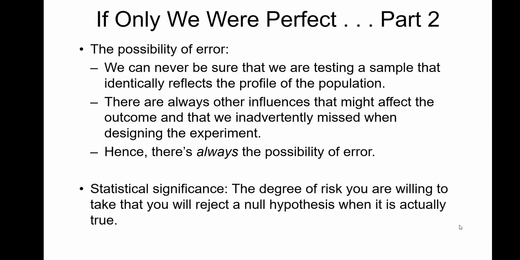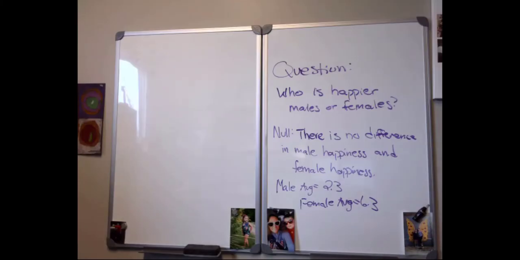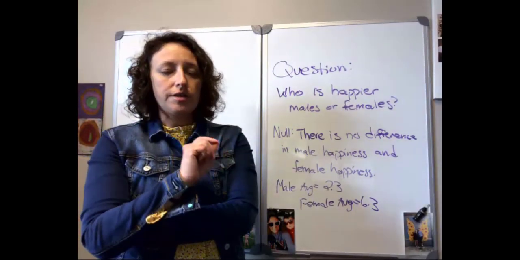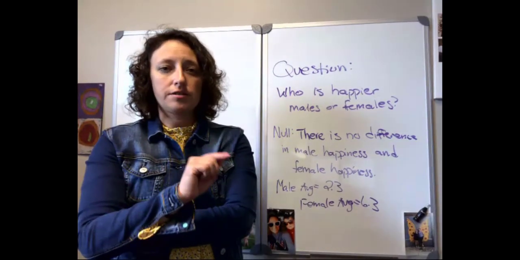Whenever we talk about statistical significance, this is where we get into going back to our null hypothesis. If we reject a null when it's actually true, how much risk are we willing to take, okay? So let me go back to my board and get that pulled up. Okay, so here's my board. That last sentence on that last slide: the degree of risk you are willing to take that you reject a null when it's actually true.